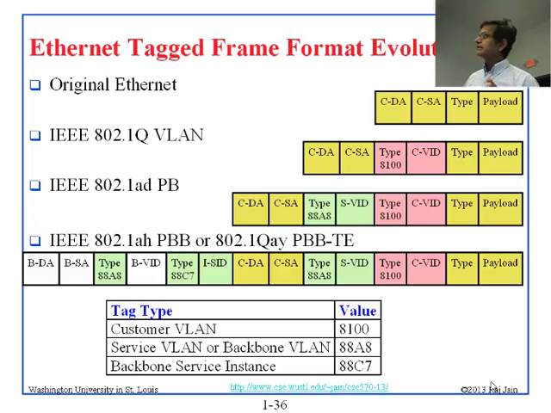So these are the things, and you can see the tag type. This is 8100, which means the original tag, and this one is 88A8, which means this is the Q-in-Q part. And the service ID has 88C7.